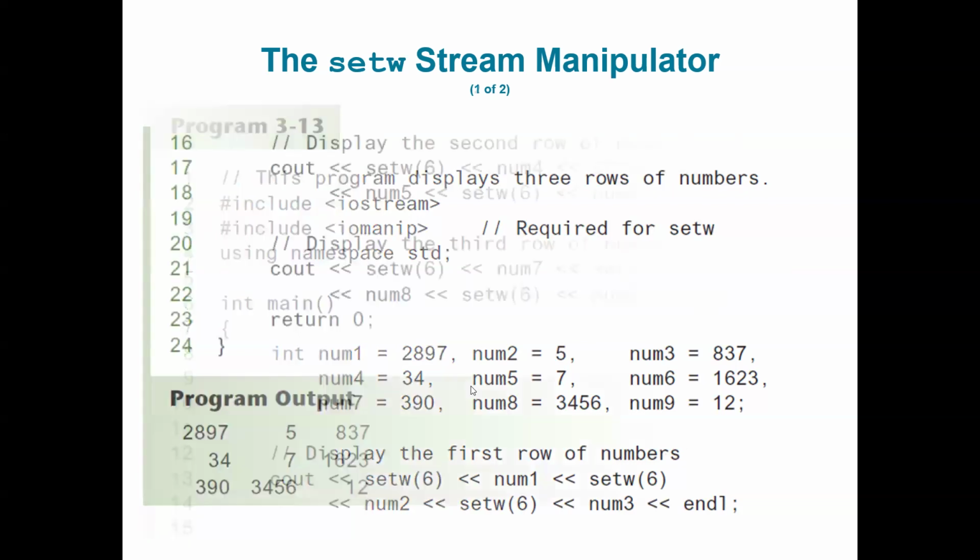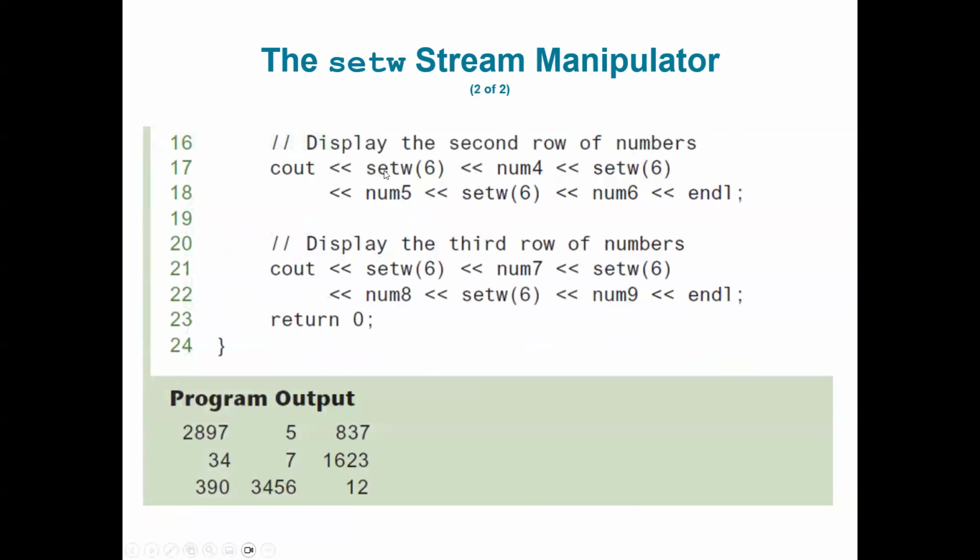So we go to the second row. The same thing we do with setw(6). We print 4, setw(6) again, print 5, setw(6). Again, we print all the numbers. And so that will be the second row. We end the line. Then we display the third row, which will be numbers 7, 8, 9. And again, we set the width to 6.